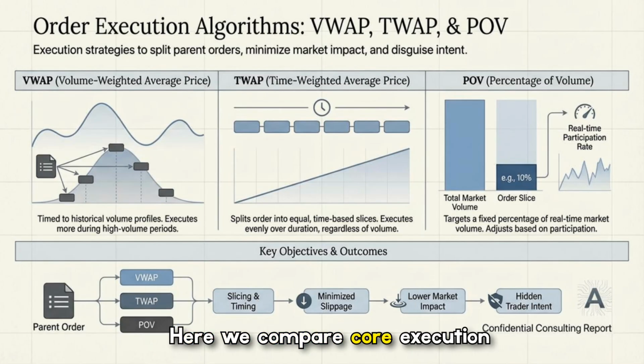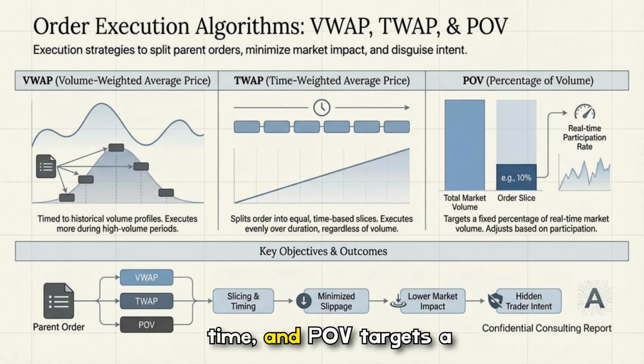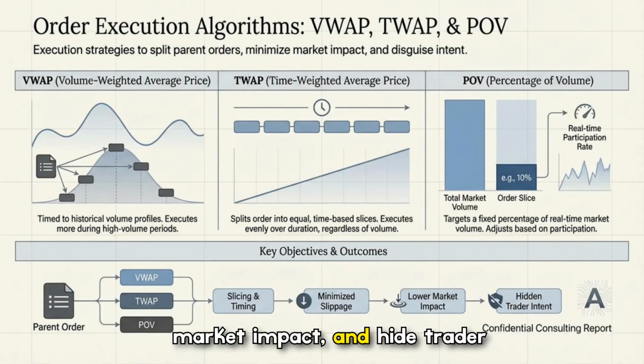Here we compare core execution algorithms. VWAP times trades to historical volume profiles. TWAP slices orders evenly over time, and POV targets a percentage of live market volume. The visuals show how slicing and timing aim to minimize slippage, reduce market impact, and hide trader intent, turning a large parent order into many smaller, less disruptive executions.